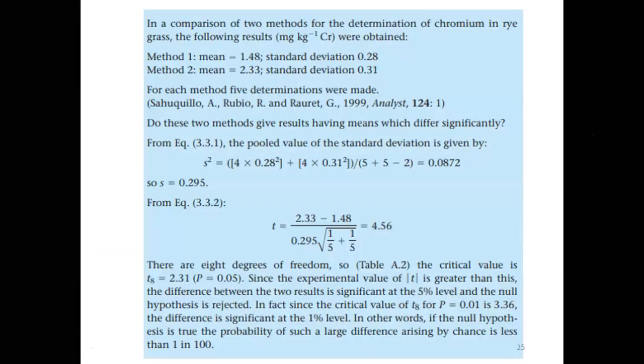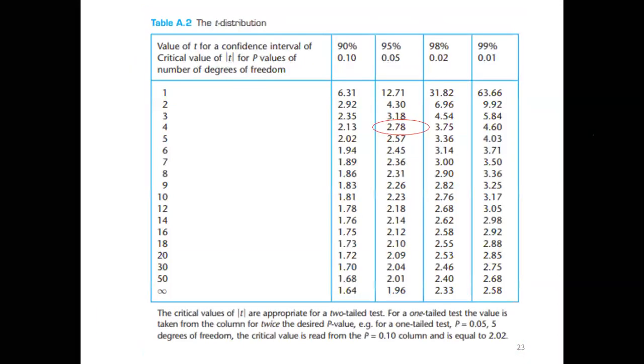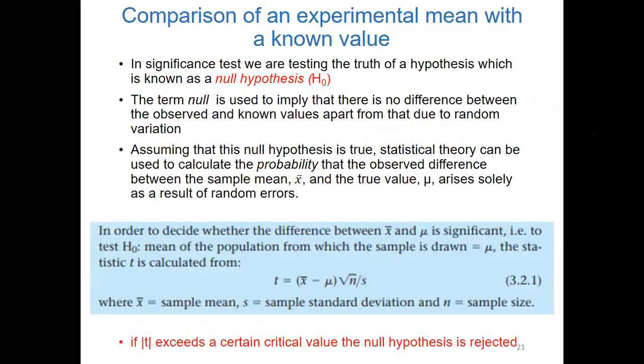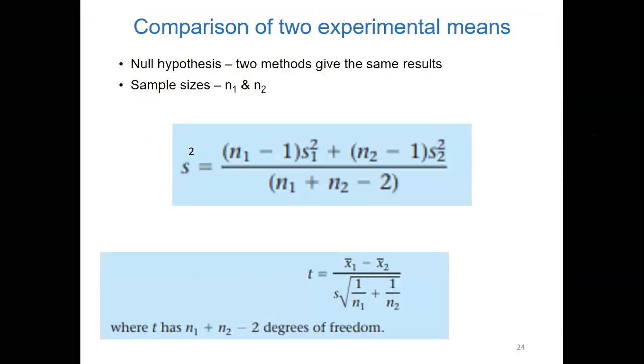Right? So that is how we can compare whether two methods have a significant difference or not. For that one also we use the t-test. So the first use is to compare an experimental mean with a known value, and the second is to compare two experimental means.